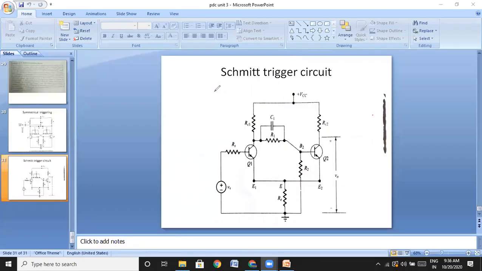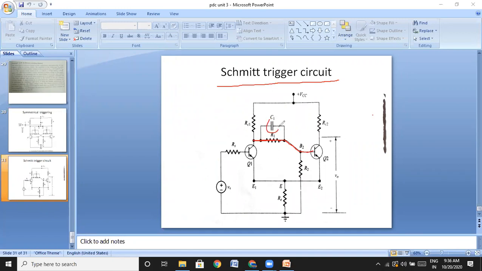The next topic is the Schmitt trigger. We are going to discuss the Schmitt trigger. This is nothing but an emitter coupled bistable multivibrator. For this one also, if we observe, it is DC coupled, because the input of the second transistor is connected from the collector through a resistor.